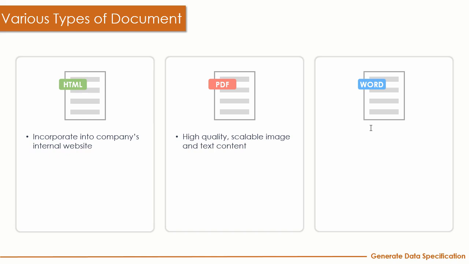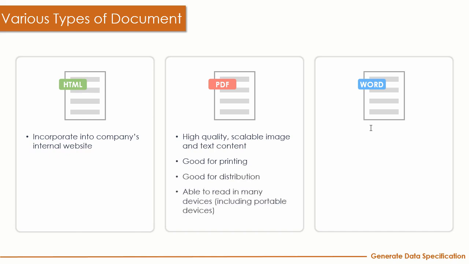I stress scalable because when we export to PDF, we do not just extract the image and put it into the PDF. We put it in as a vector graphic, so you can zoom in and zoom out easily. It is also good for printing and good for distribution, because most devices, including tablets and mobile phones, can read PDF without any problem.